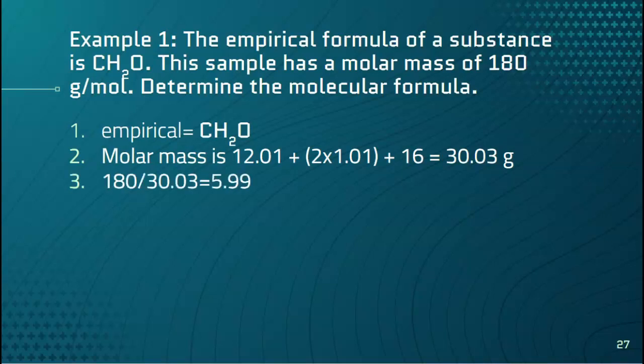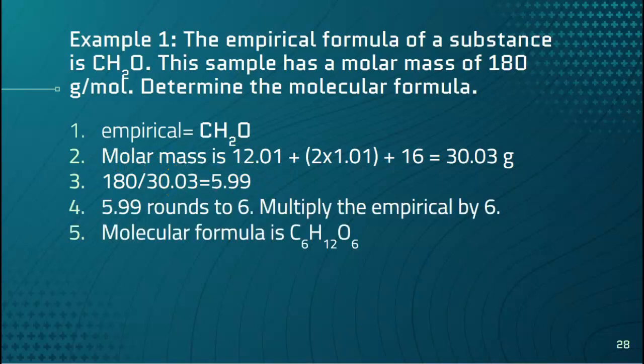Step 3 is we're going to divide the molar mass given to us in the problem by the molar mass that we just calculated of our empirical. So 180 divided by 30.03 is 5.99. And of course, 5.99 rounds to 6. And so that means we multiply our empirical formula by 6. And so that means our molecular formula would be then C6H12O6. You might recognize that that's glucose, which was one of our earlier examples.